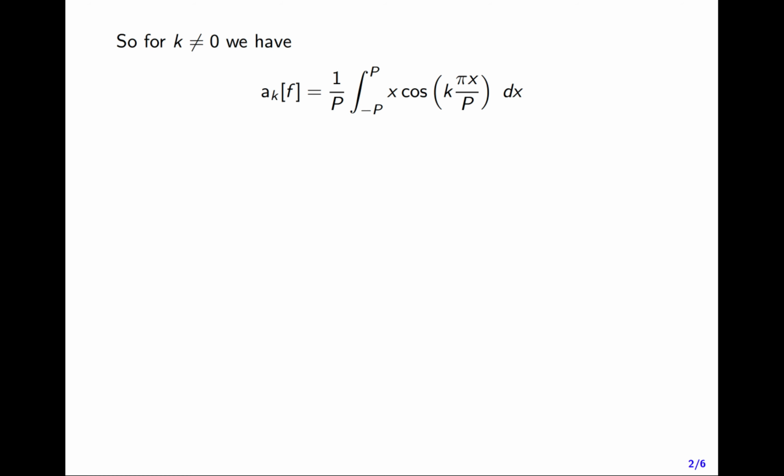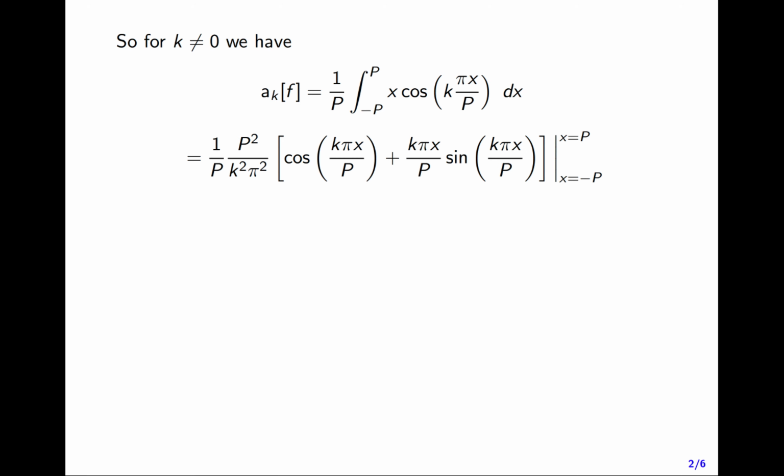So let's just do the k not equal to 0 case first, since we have this big mess of an antiderivative to play with. I want to calculate a_k of f, which is 1 over p integral minus p to p x cosine of k pi x over p. And so that is 1 over p times my antiderivative, p squared over k squared pi squared, times the stuff in brackets. I'm not going to read what that stuff is. Evaluated at x equals p, and then subtract off evaluating that at x equals minus p.